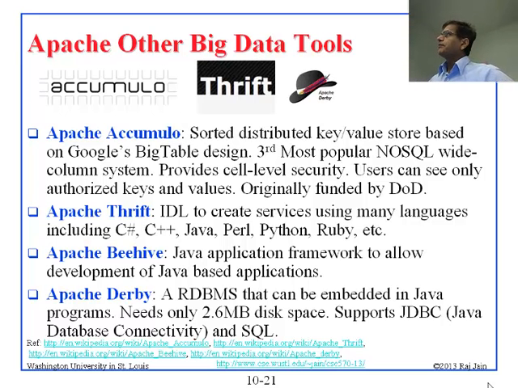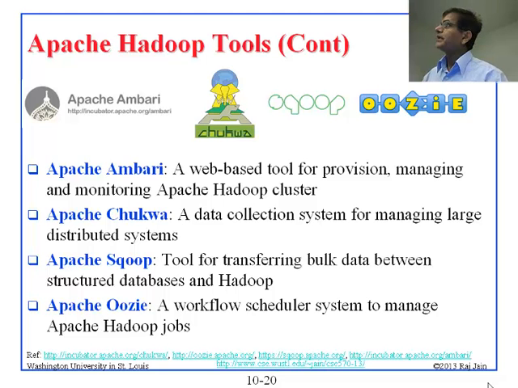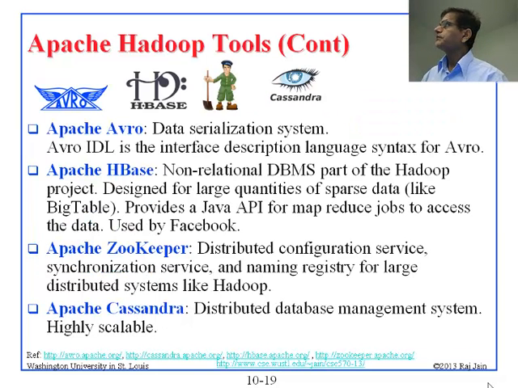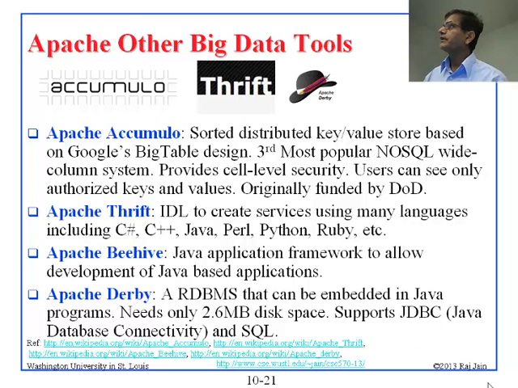Beehive is a Java application framework to allow development of Java-based applications. So this is designed especially for Java. And Derby is another database. Now we already saw three so far. We saw a database called HBase. Then we saw Cassandra was a database. And then the third one is Derby. Now Derby is a Relational Database Management System, RDBMS, that can be embedded in Java programs. It's very small, only needs 2.6 megabytes of disk space, and supports Java database connectivity and SQL.